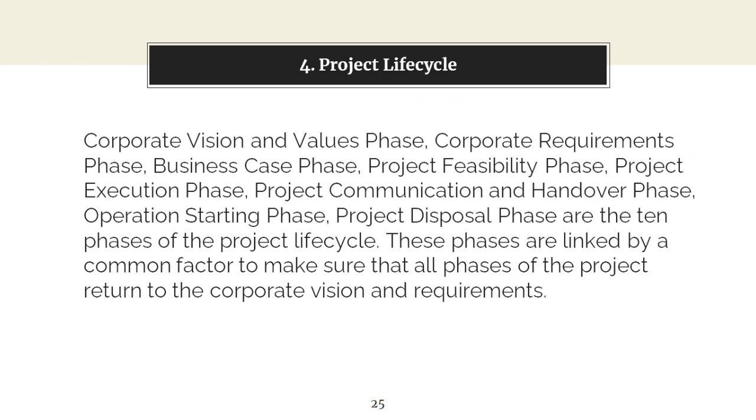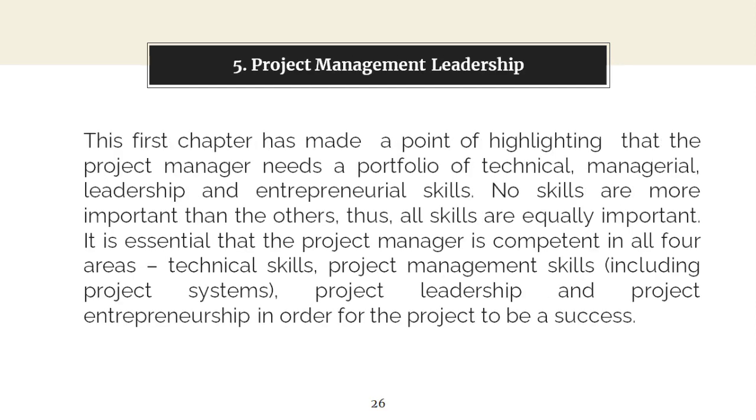In the project life cycle, corporate vision and values phase, corporate requirements phase, business case phase, project feasibility phase, project execution phase, project communication and handover phase, operating starting phase, and project disposal phase are the phases of the project life cycle. These phases are linked by a common factor to make sure that all phases of the project return to the corporate vision and requirements.